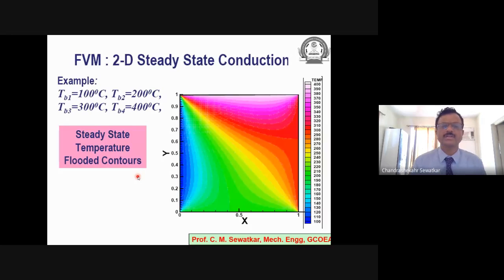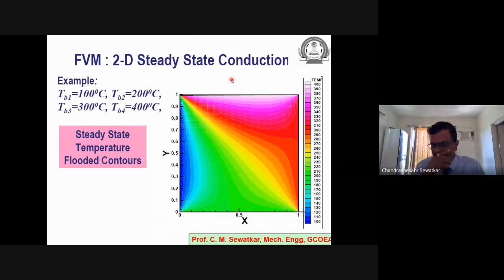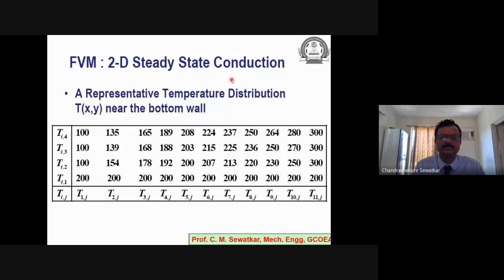You can also represent the result in terms of flooded contours. So these are steady state temperature flooded contours. The contours are flooded, and each band of color represents a certain temperature. This is another way of representing the solution. Essentially, I am sharing the solution obtained for simple boundary conditions of 100, 200, 300, and 400 degrees Celsius. I will take 2-3 minutes additionally, maybe going beyond 1:30.